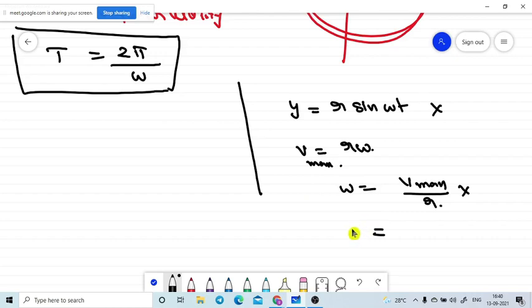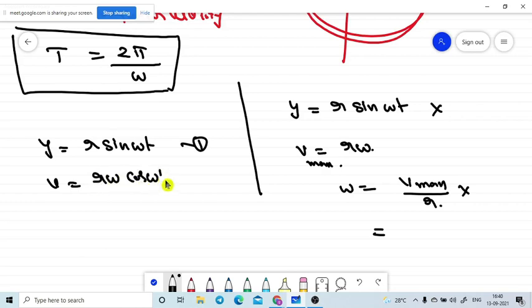Let me write all the formulas together here. So y is equal to r sin omega t, one equation we got. V is equal to r omega cos omega t, one equation we got. Acceleration a is equal to r omega square sin omega t. This is the third equation we got.